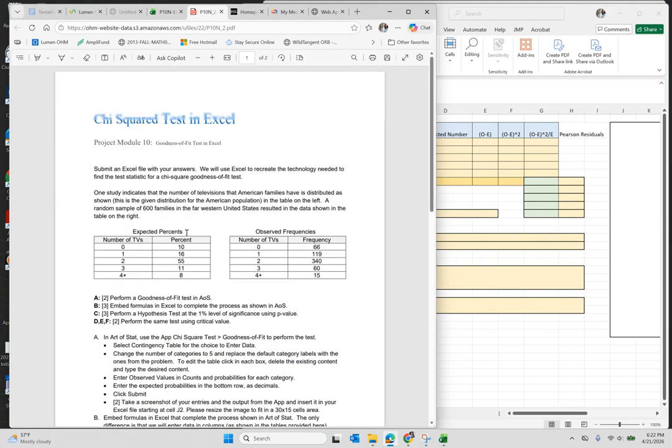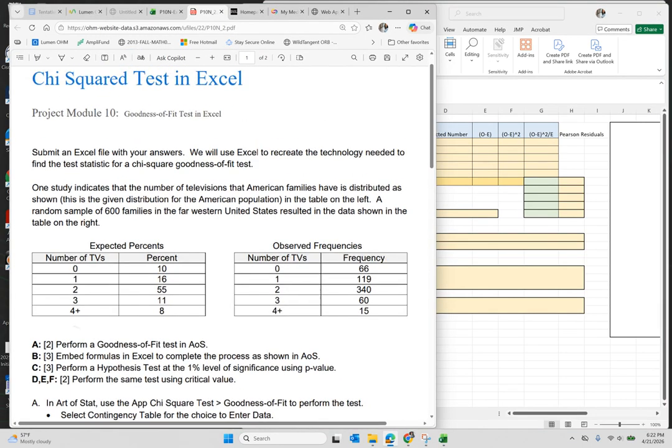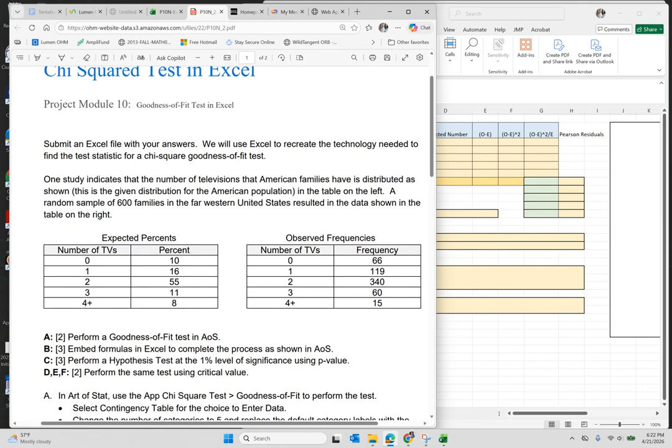So according to this project description, we will submit an Excel file with our answers. We will use Excel to recreate the technology needed to find the test statistic for a chi-square goodness of fit test. A study indicates that the number of televisions that American families have is distributed as shown, and this is the given distribution for the American population, and it is on the table on the left, and a random sample of 600 families in the far western United States resulted in the data shown in the table on the right.